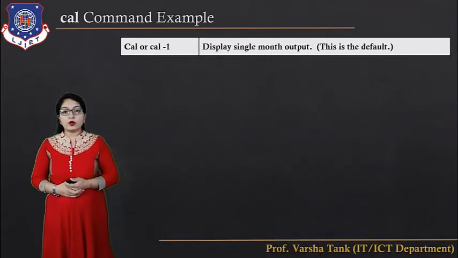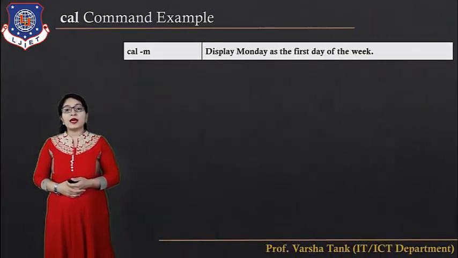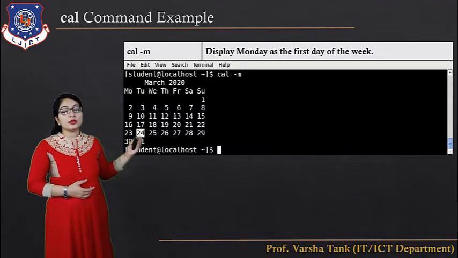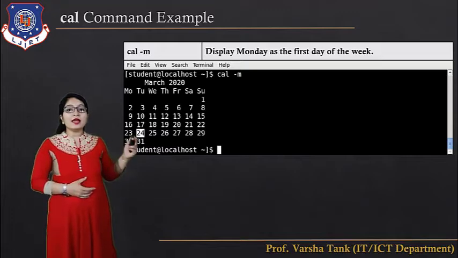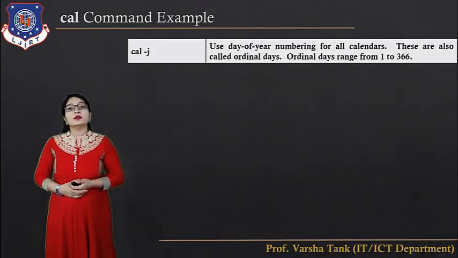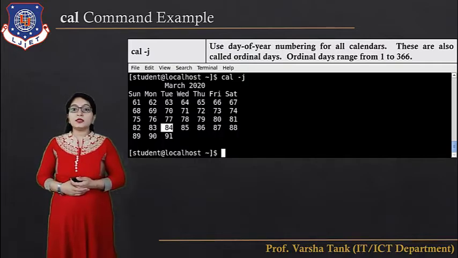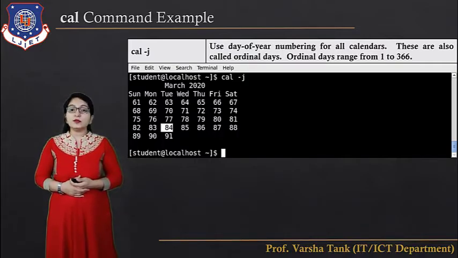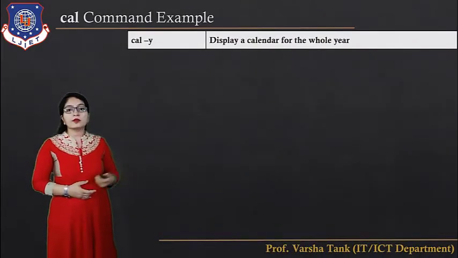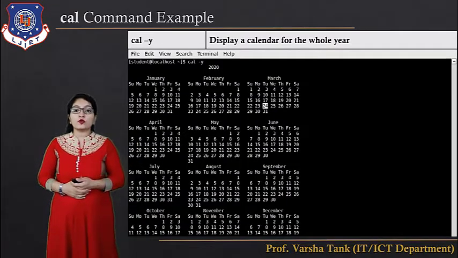So let's see the example for this. Here cal -1, you can see it will just display the current month. After that cal -m displays Monday as the first day of the week. If you write cal -s, then it will display Sunday as the first day of the week. After that cal -j will display the ordinal numbers according to the day of the year. And if you want to display the whole calendar, you can write cal -y, so it will display the entire calendar of that whole year.